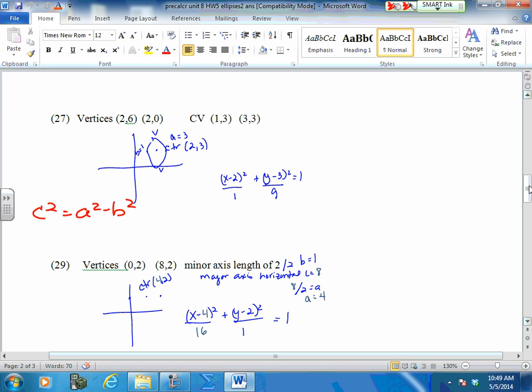And you got to figure out which one is your major. So this one's your major, so it's got to be under the Y. That's your major one. That's got to have the bigger denominator. Okay. Find your center. Can everybody find the center? Yes?